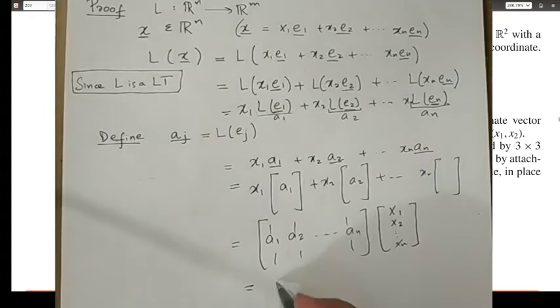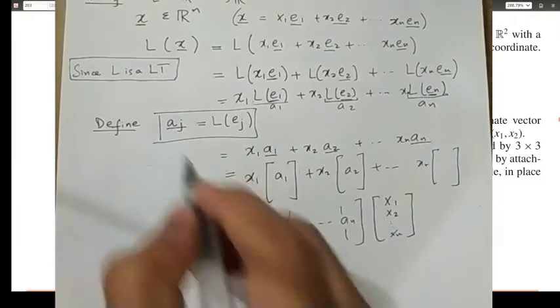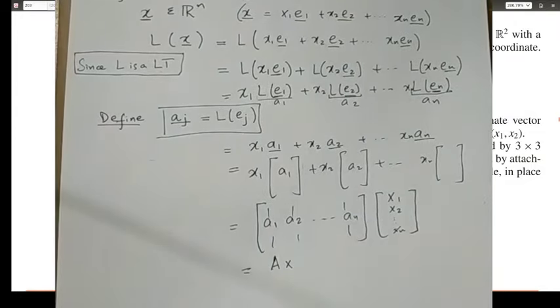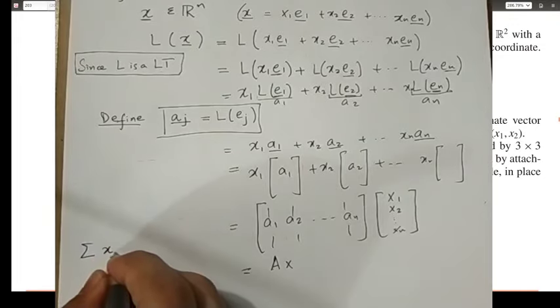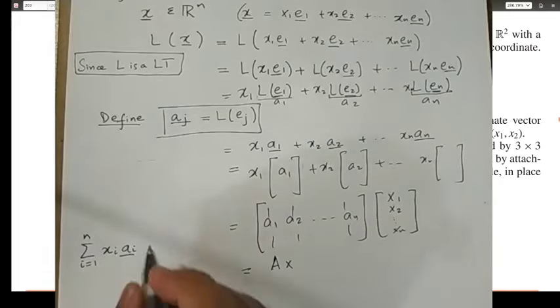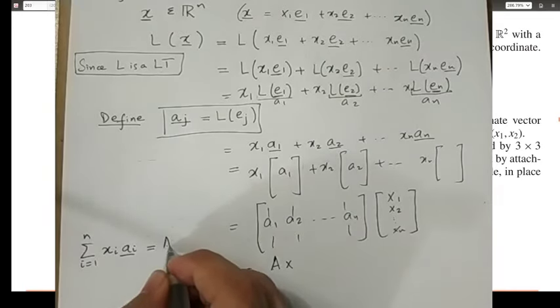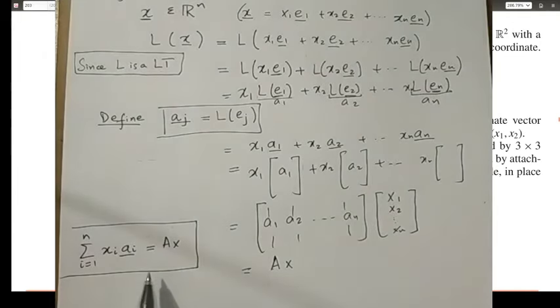So this is nothing but Ax, where the columns of A are given by this definition. And that ends the proof. What have I used here? I have just used the fact that the summation of xi ai, i goes from 1 to n, is nothing but the matrix vector product. This is something that we already know from previous classes.